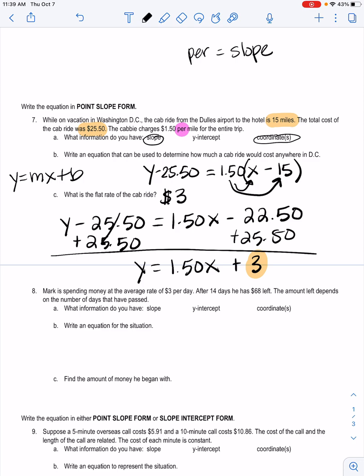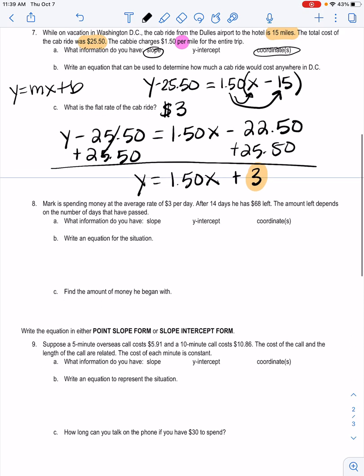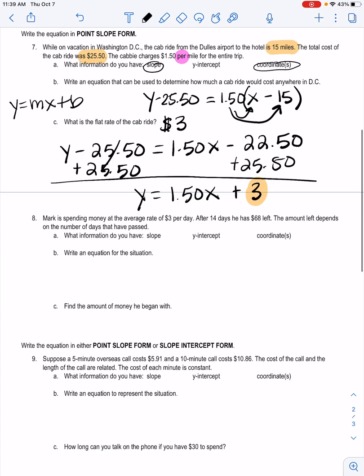All right, that is question 7. So you're going to go on to 8. Number 8 says Mark is spending money at the average rate of $3 per day. After 14 days, he has $68 left. The amount left depends on the number of days that have passed. So this one is just like number 7 that we just did. So we have our slope, which is the $3 per day, and we have a set of coordinates.